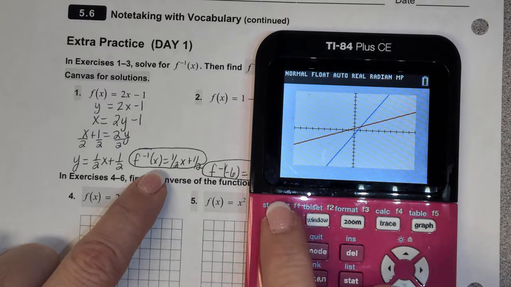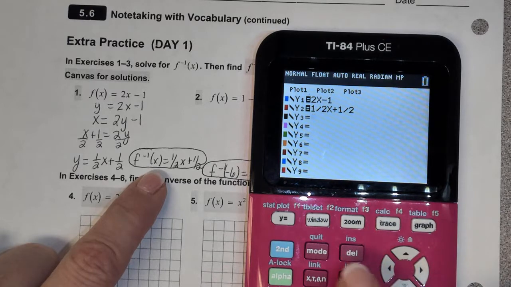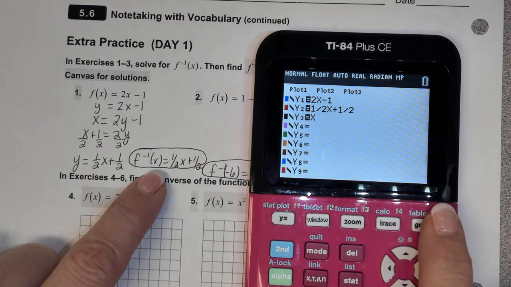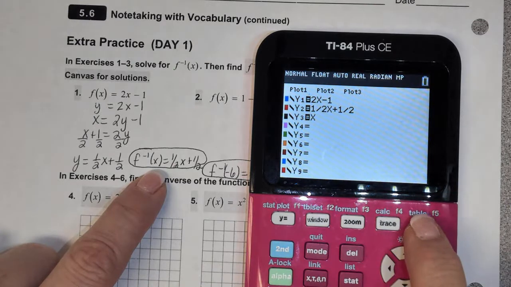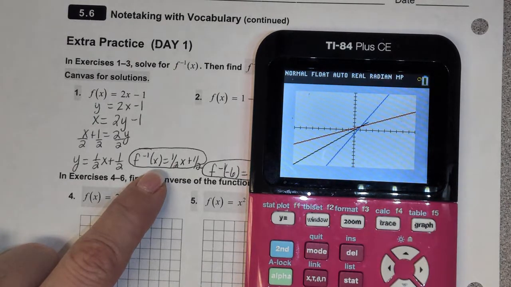Now, watch if I put in something else. I'm going to put in y equals x. Remember how I said at the beginning that inverses should be a reflection over the line y equals x. Can you see how that's a reflection over the line y equals x?